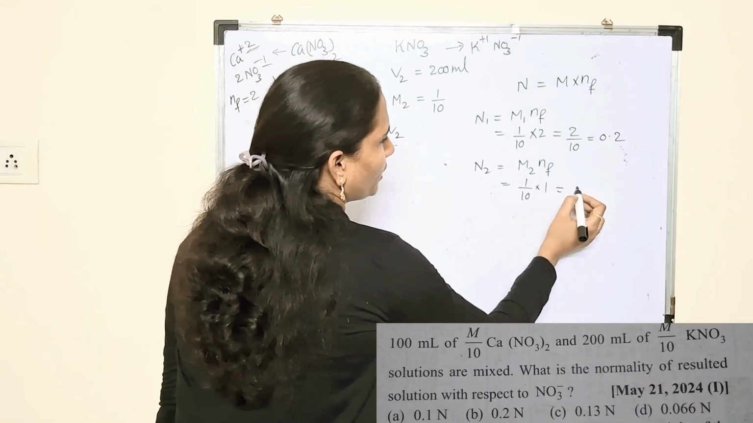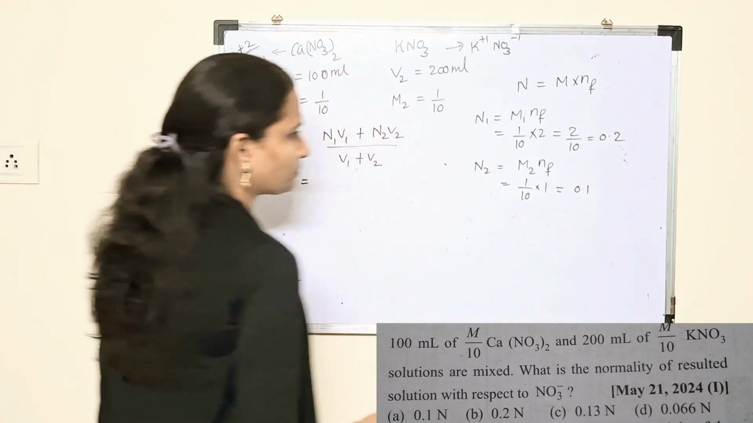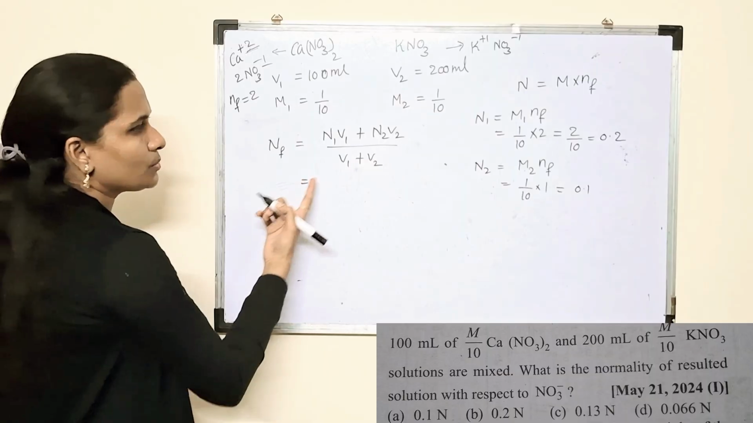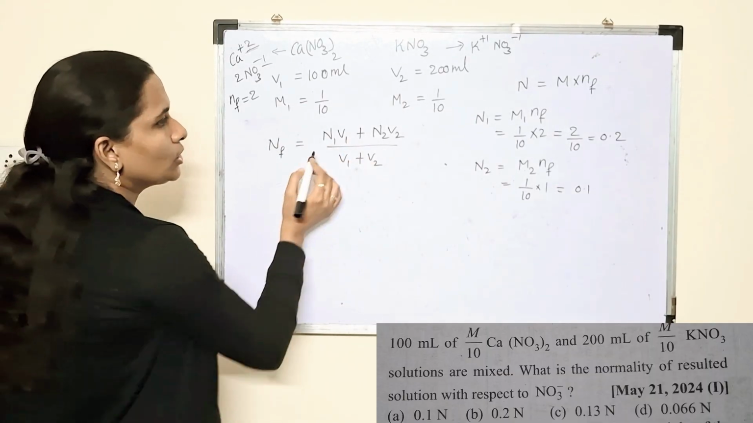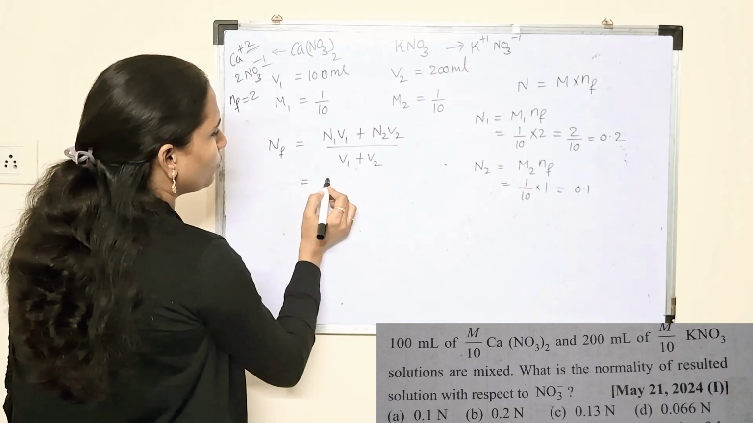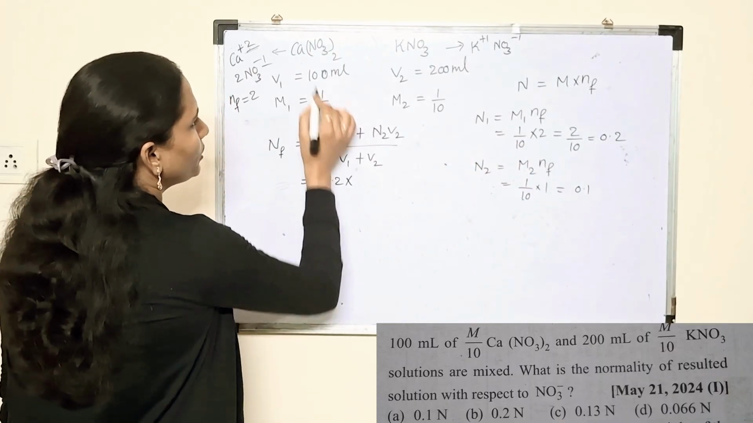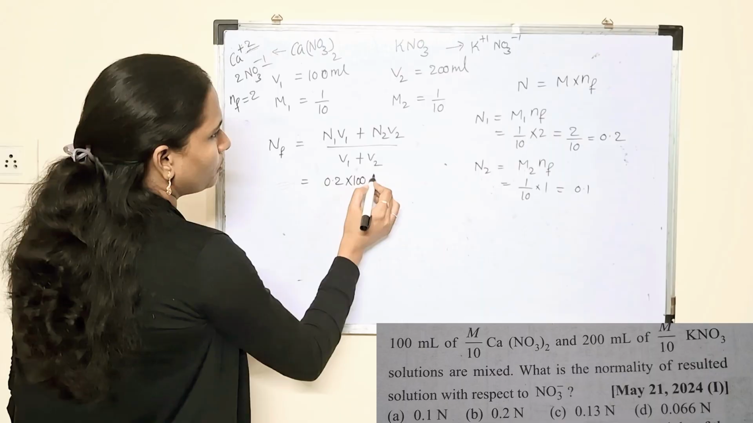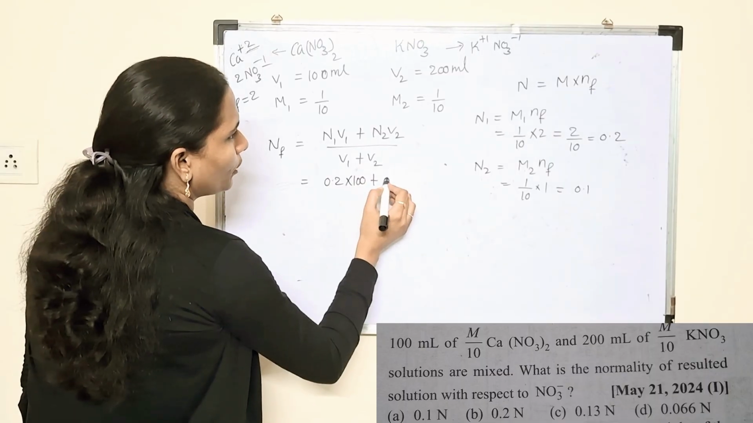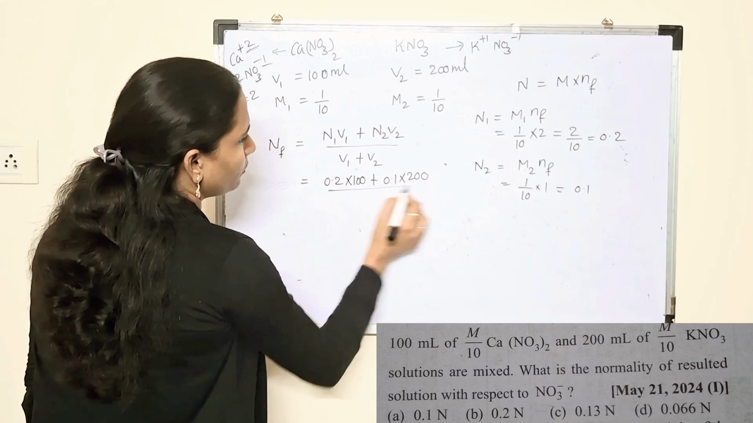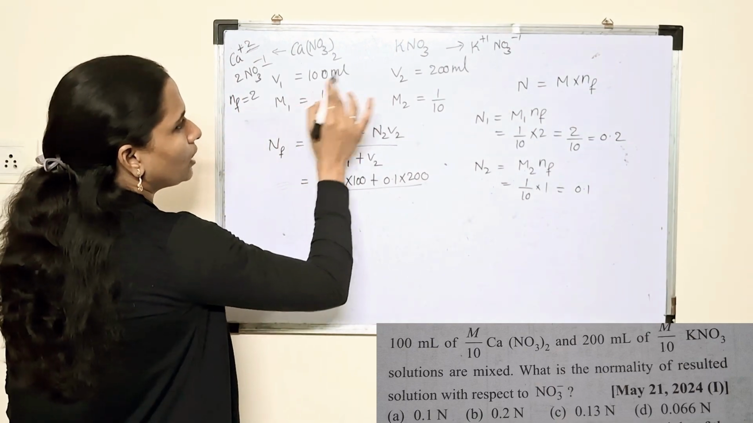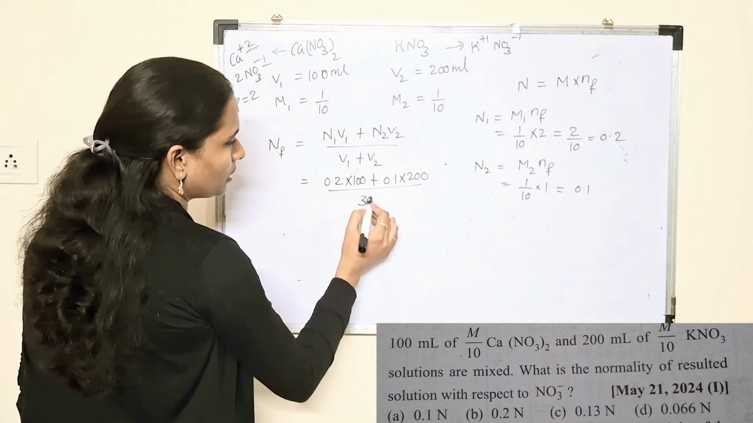So then 1 by 10 means 0.1. This is N2. Now substitute N1 and N2 and V1 and V2, which we also know. N1 value is 0.2 into V1, 100 ml, plus N2 value 0.1 into V2 value 200, by V1 plus V2. V1 plus V2 is 100 plus 200, that is 300.